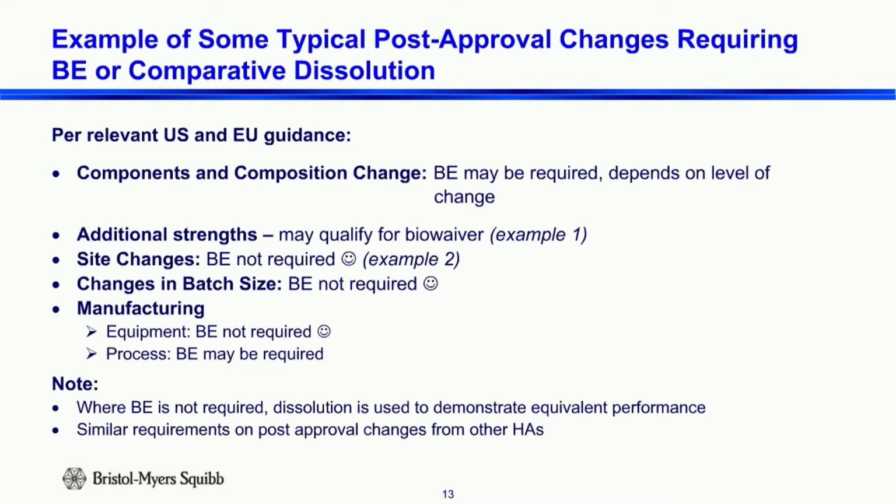So as you can see, some of the changes require a BE study, like the component and composition change, usually considered a major change. That almost always requires a BE study. Some others may not require a BE study, but you still have to provide dissolution data to demonstrate equivalence. For those that require a BE study, as I mentioned, there is an opportunity to apply for a waiver. The most commonly used biowaiver is by applying for additional strengths post-approval.